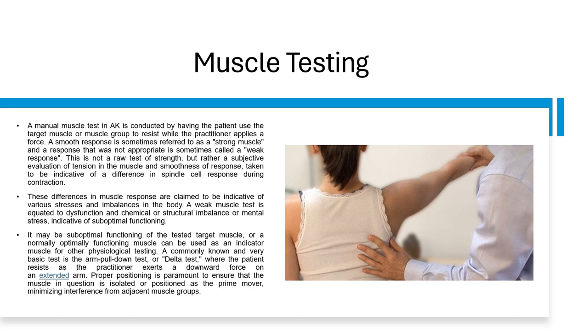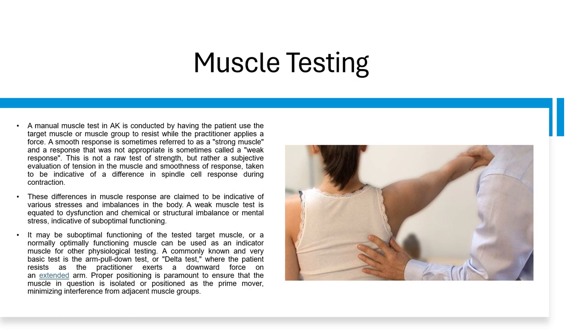A manual muscle test in AK is conducted by having the patient use the target muscle or muscle group to resist while the practitioner applies a force. A smooth response is sometimes referred to as a strong muscle, and a response that was not appropriate is sometimes called a weak response. This is not a raw test of strength, but rather a subjective evaluation of tension in the muscle and smoothness of response taken to be indicative of a difference in spindle cell response during contraction.